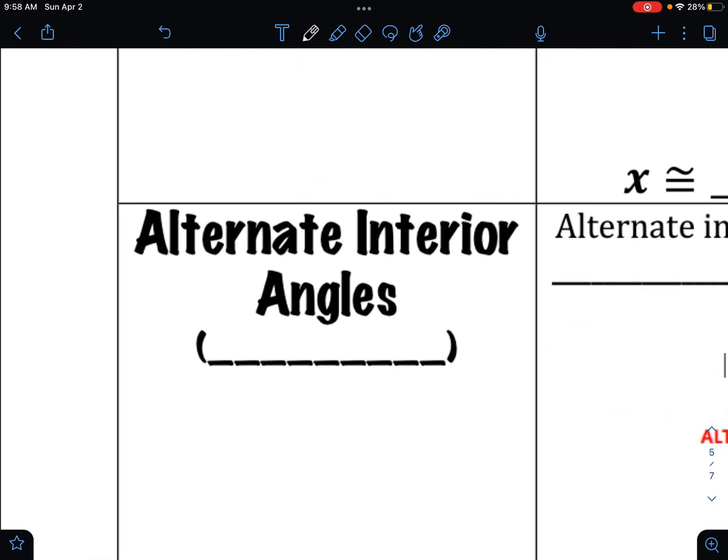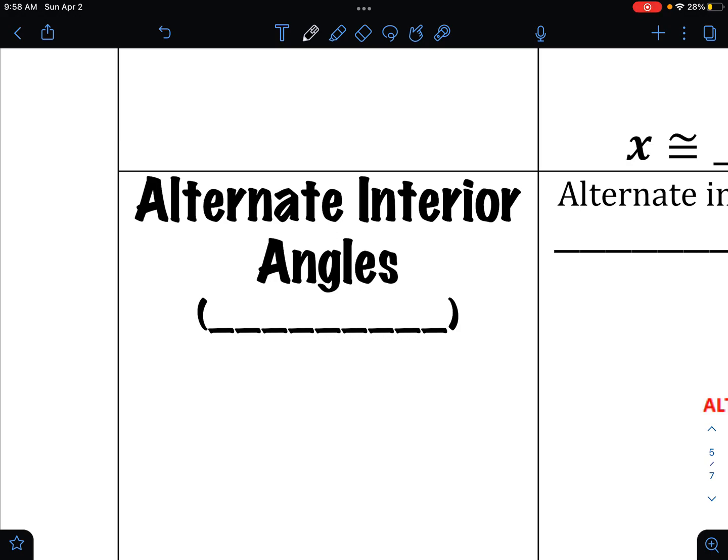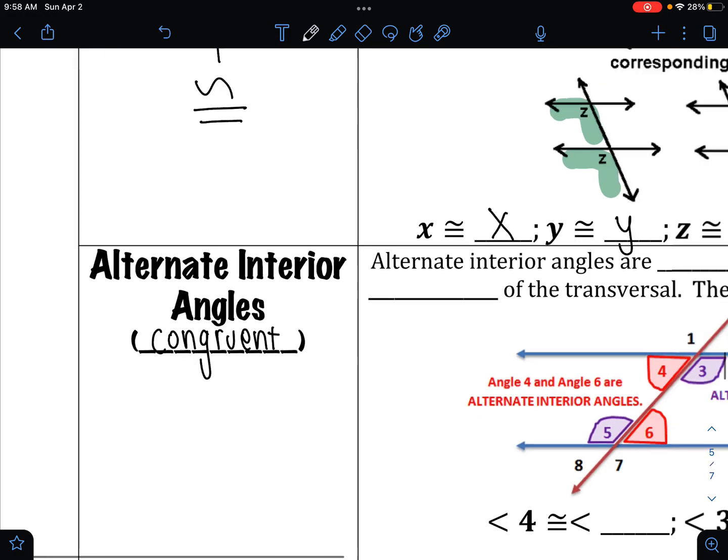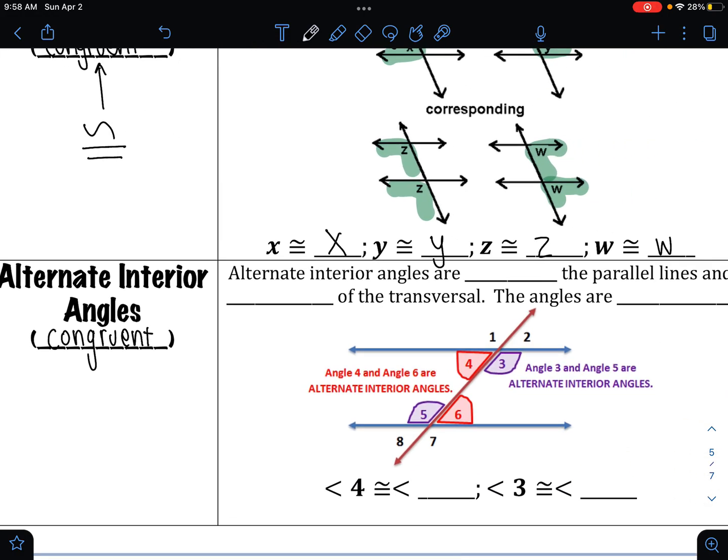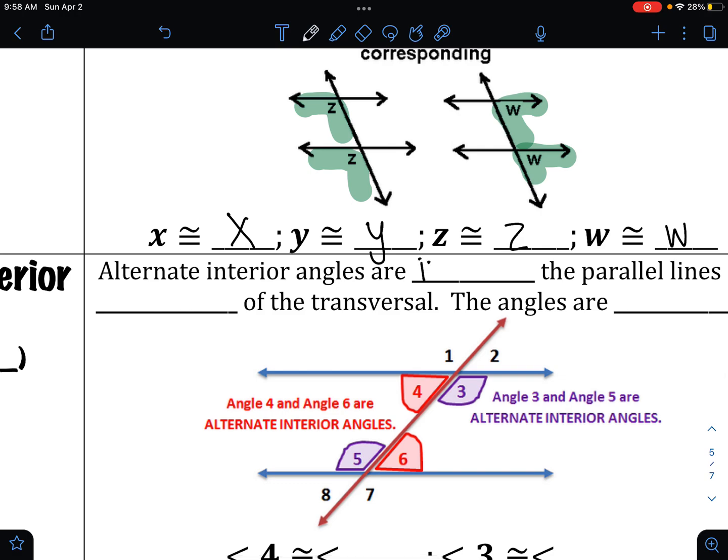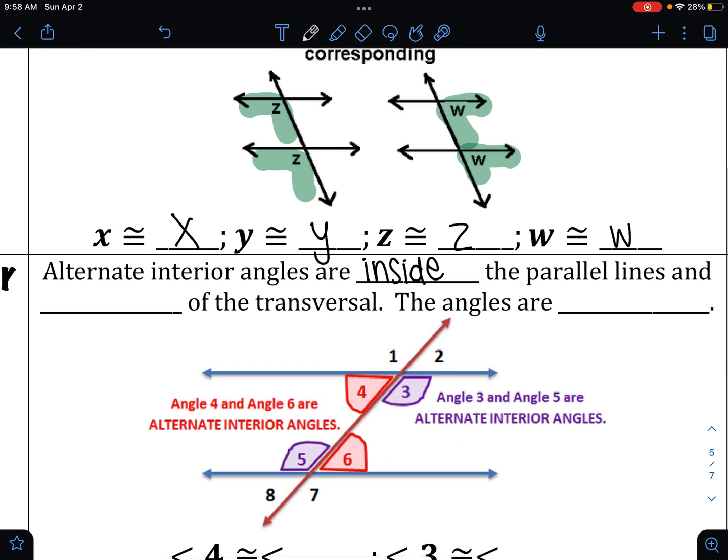Okay. Alternate interior angles. Those are going to also be congruent. So alternate interior angles are inside the parallel lines, and opposite of the transversal. The angles are, again, congruent.